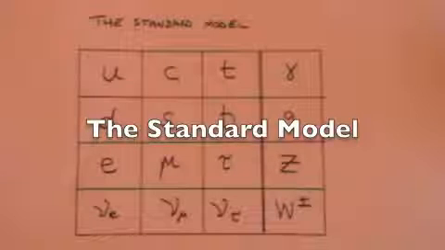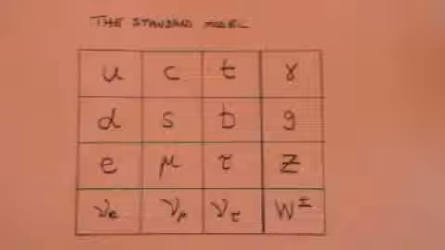Hello. Today we're going to look at the Standard Model. This is a table which sets out the fundamental particles of which we are currently aware, which make up everything else. In my videos on the reason for quantum mechanics, I explained that it was originally thought that the atom was the smallest indivisible thing.